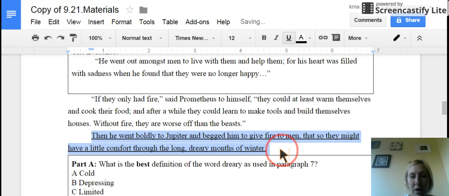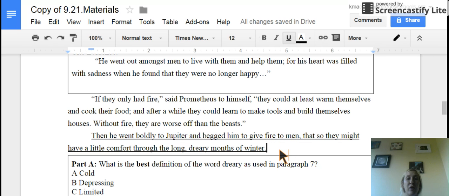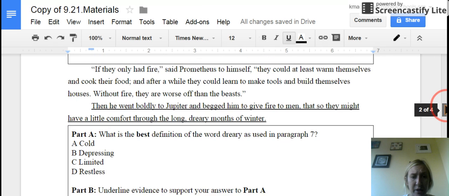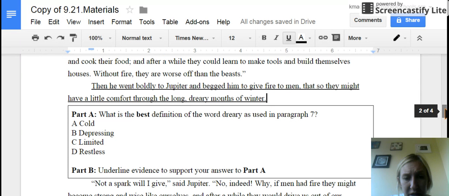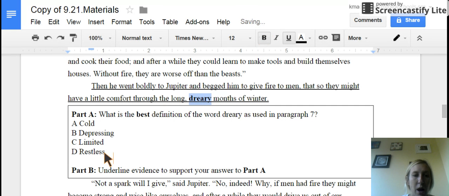I'm going to underline that as well. It describes him as bold. He's begging a god to help the men so that they can be comforted, which tells us a lot about his character. What is the best definition of the word dreary as used in paragraph 7? So we have to go back here and say, then he went boldly to Jupiter and begged him to give fire to men, so they might have a little comfort through the long, dreary months of winter. Our options are A, cold, B, depressing, C, limited, or D, restless. Choose your answer, and then underline, if you haven't already, some evidence to support.